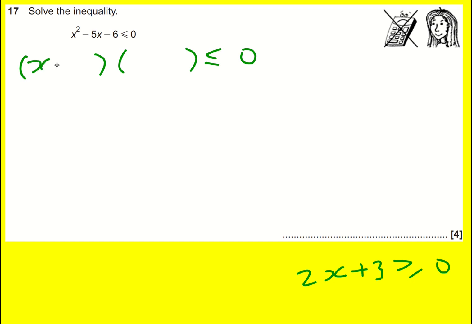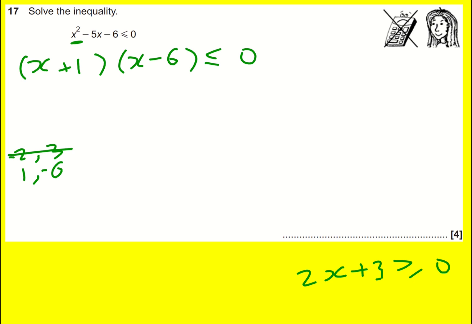So to factorize this, I'm going to need an x and an x to give me my x squared, and then I'm going to need two numbers that multiply to give minus 6 and add to give minus 5. Well, the factors are going to be 2 and 3, or 1 and 6, but one of them has to be negative to give me that minus 6. If I put the negative on the 1, it's not going to work, so I can cross that one out. If I make the 6 negative, then I get my minus 6 when I multiply, and I get my minus 5 when I add them together. So it's x plus 1 and x minus 6, and I've factorized my quadratic.